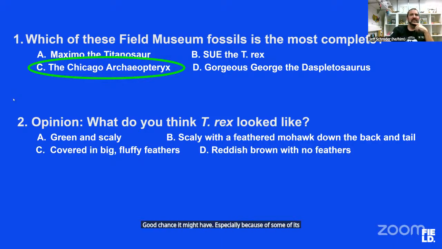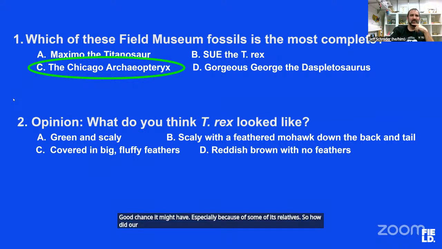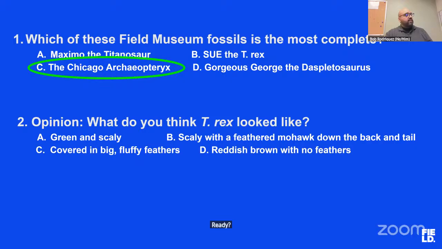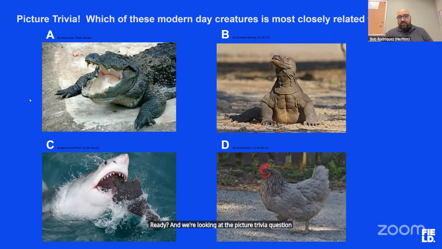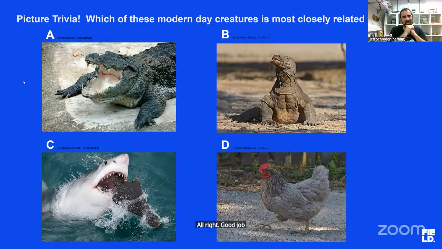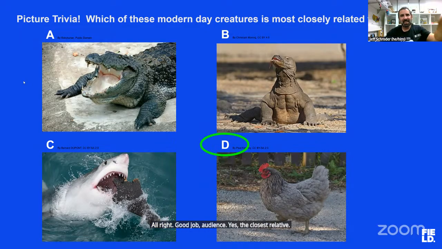So how did our audience do on this final question? Ready? And we're looking at the picture trivia question. Most of our pals are saying the chicken. All right. Chicken, good job, audience. Yes, the closest relative. So indeed, we gave a lot of hints. We dropped a lot here.